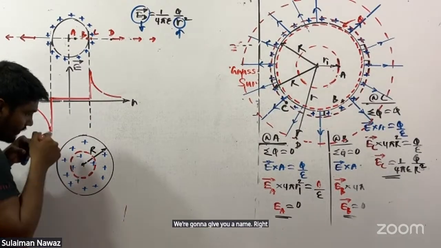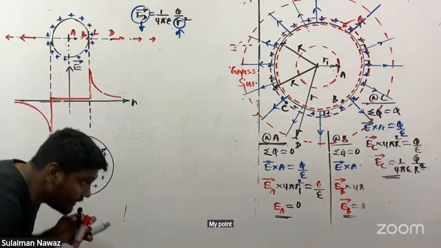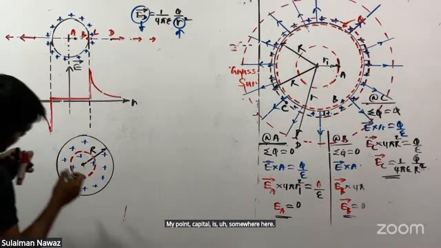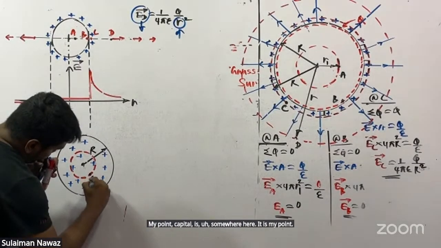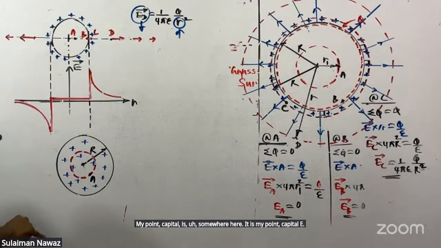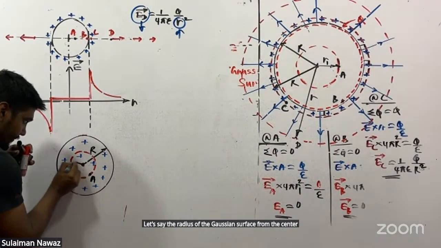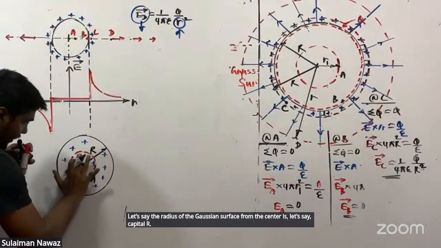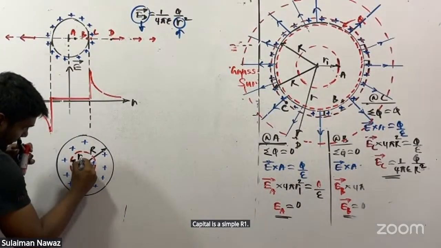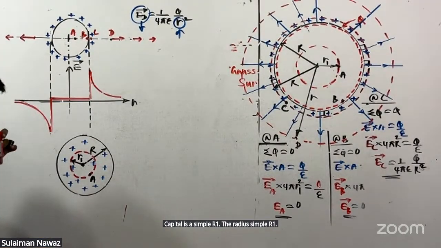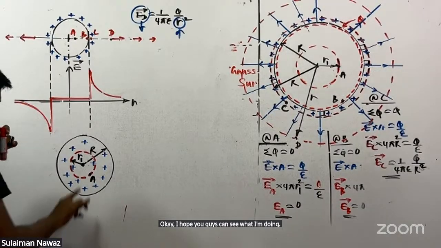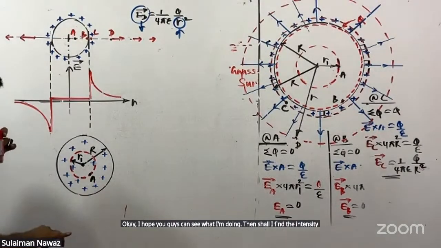My point capital E is somewhere here. Let's say the radius of the Gaussian surface from the center is simple R1. Okay, I hope you guys can see what I'm doing. Then shall we find the intensity at point capital E?